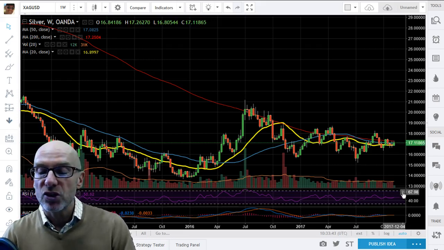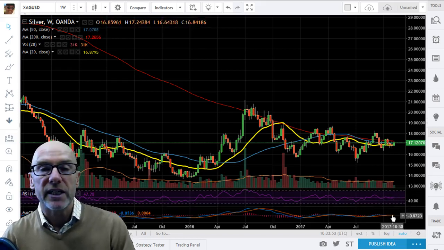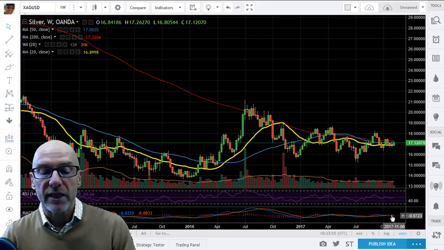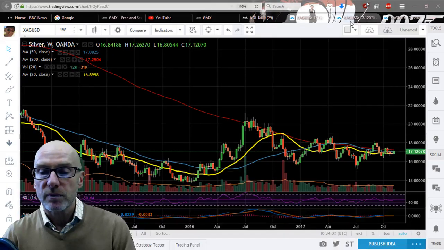Momentum is neutral. The RSI is at 50.62 and is also in a trading range going sideways, and you can see the lack of momentum in the MACD, which is sidelining round about the 0 level, giving no indication of momentum either up or down.